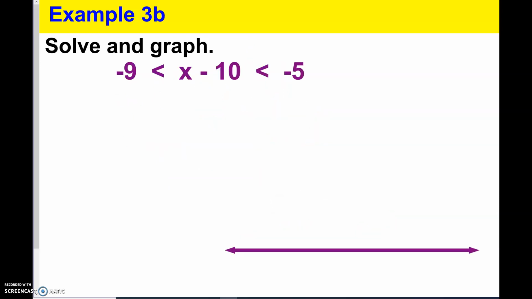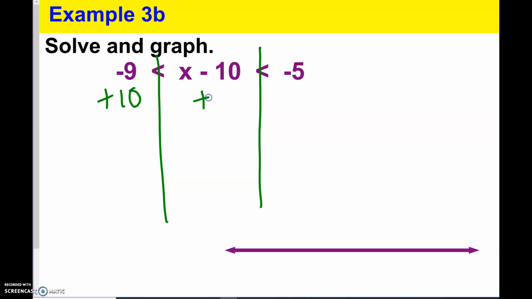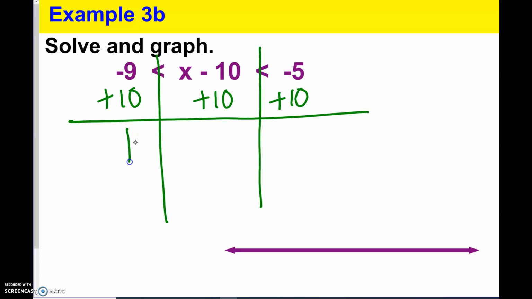All right, so this one looks kind of the same as the last one. So we're going to draw these lines down. And what number is by the X? We've got a -10. What's the opposite of subtracting 10? So we're going to add 10, add 10, add 10. So we have to put it in all three places. So -9 plus 10 is 1. Then we have the symbol less than, and we have your X because -10 plus 10 is going to cancel out. And now we have -5 plus 10. Use your calculators. So 10 minus 5 is 5.